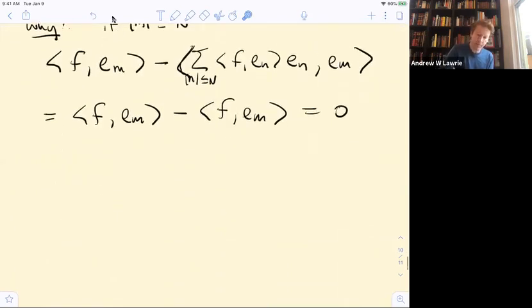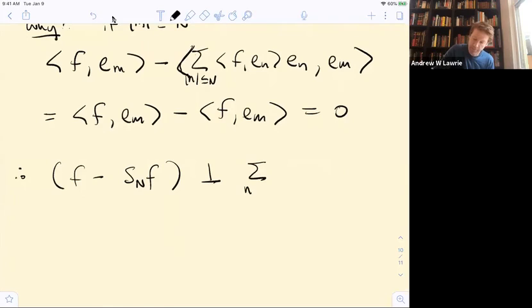Well, therefore, this is perpendicular to every trig polynomial built out of the first N Fourier coefficients. So therefore, f minus S_N f is perpendicular to any sum of the following form, the sum of b_n times e_n, for any complex numbers b_n.